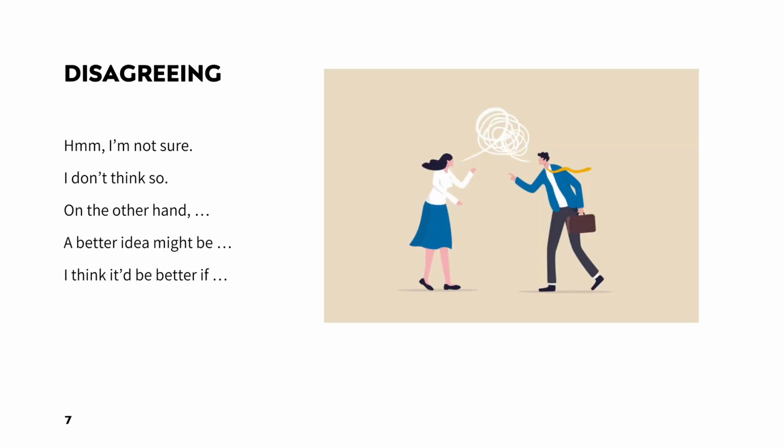Okay, then you disagree. This is the same as agree, but this is the opposite. Some of the ways that you can say when you disagree: I don't think so. On the other hand, I think this is better. A better idea might be something like that.